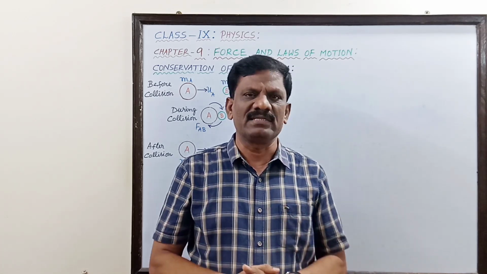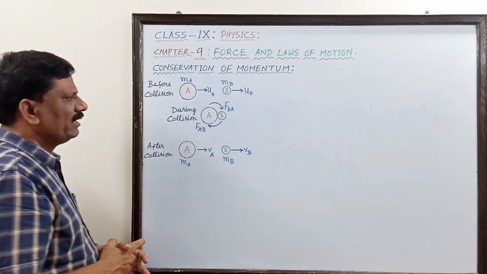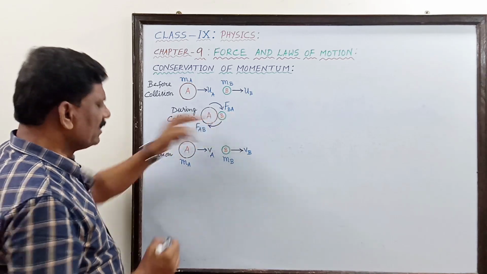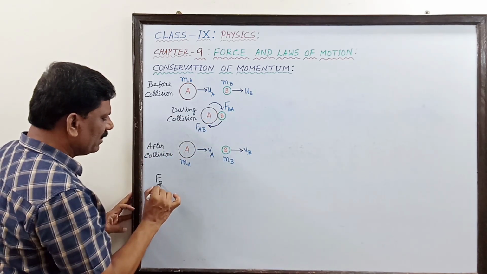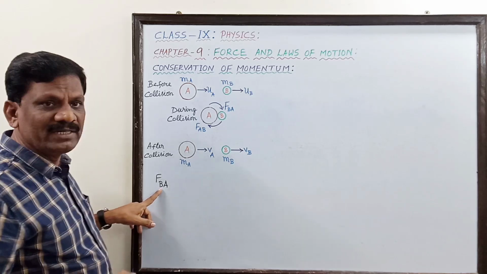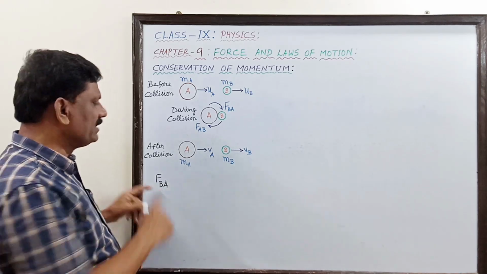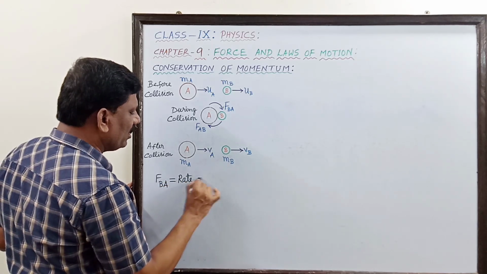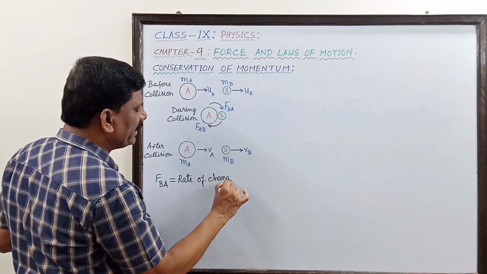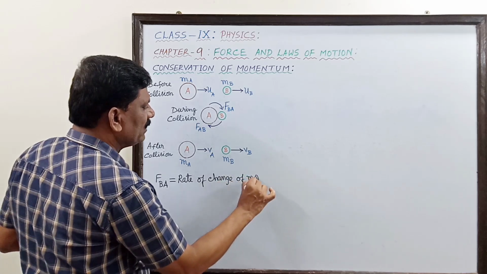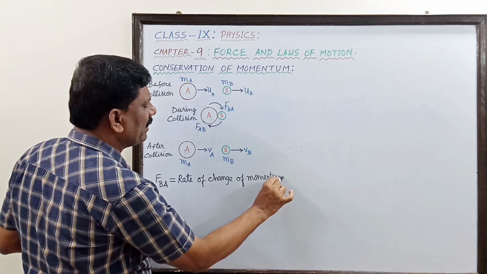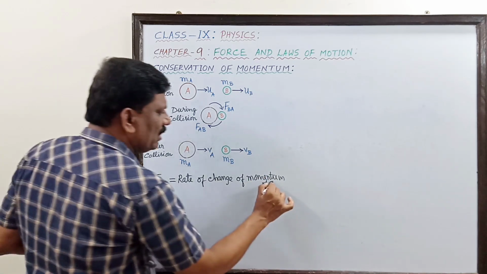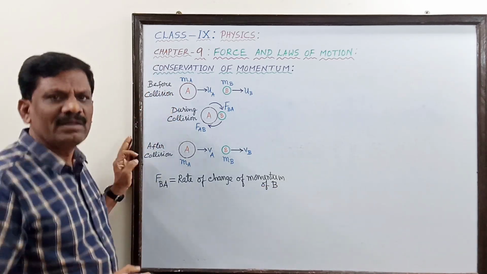So we want to prove this. Now let us take the situation. What is FBA? The first subscript says the force is acting on B and it is exerted by A. So FBA must be equal to the rate of change of momentum of whom? On whom the force is acting? B. So it is the rate of change of momentum of B.